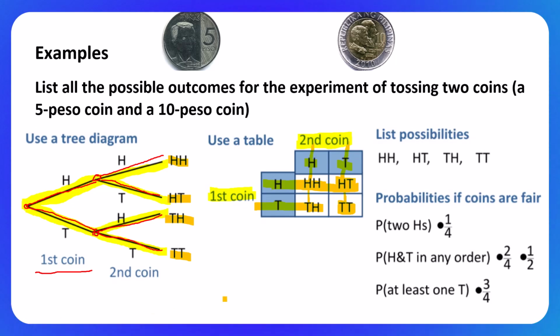So we can see the probabilities of getting two heads. So two H's, we have 1 out of 4 possibilities, or 1/4. To get a heads and a tails, we have heads, tails here, or tails, heads here. Okay, in any order. So that's going to be 2 out of 4 possible outcomes, which reduces to 1/2.